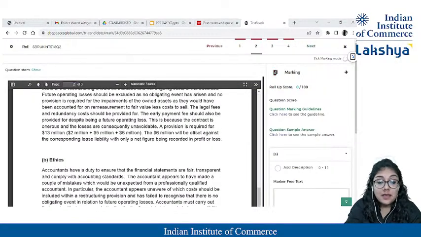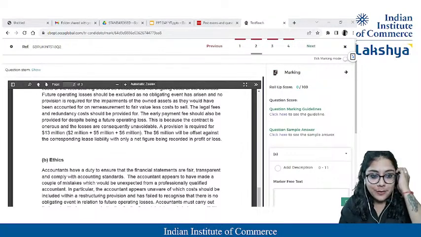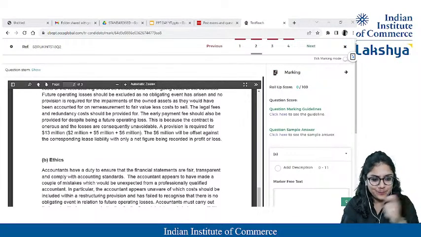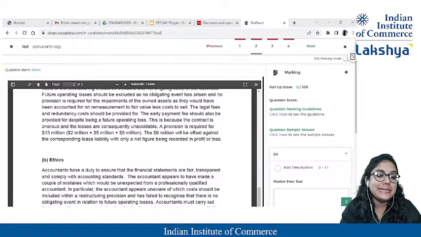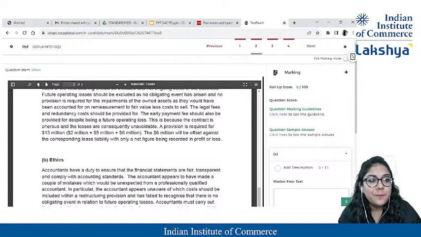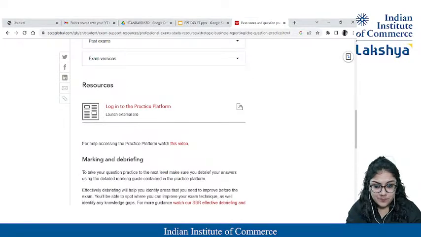So students, it's better for us to practice this kind of papers. It's better to practice. Practicing will make things easy at our hand. Now, this is the CBE platform. So I think there is no doubt in the CBE platform.